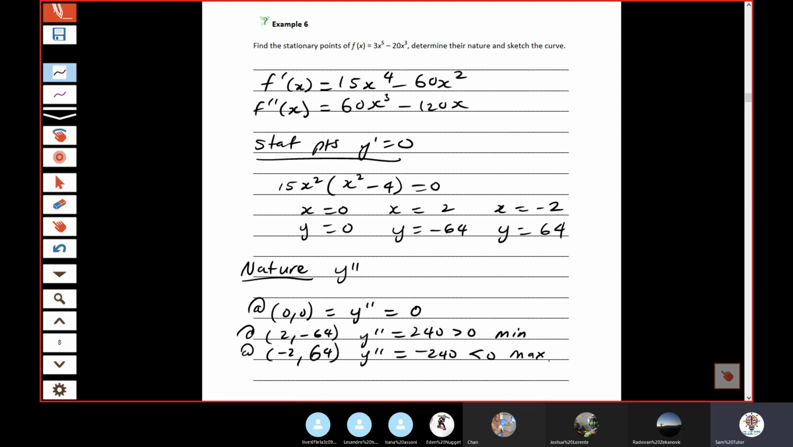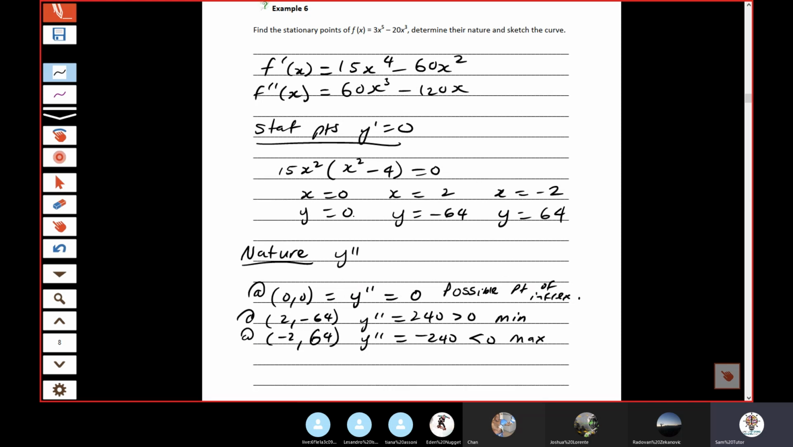Okay, the one at 0 is what we call a possible point of inflection, because points of inflection are where we do y double dash equals 0. The reason why we use the word possible is because that's the third thing we're meant to be doing. You can't actually conclude it in the second part yet. So that's the first part, stationary points. Second part, nature. Third part, it's meant to be points of inflection. So at this point, we can only say it's a possible point of inflection. But because we haven't technically done points of inflection, I'm not going to introduce it yet.